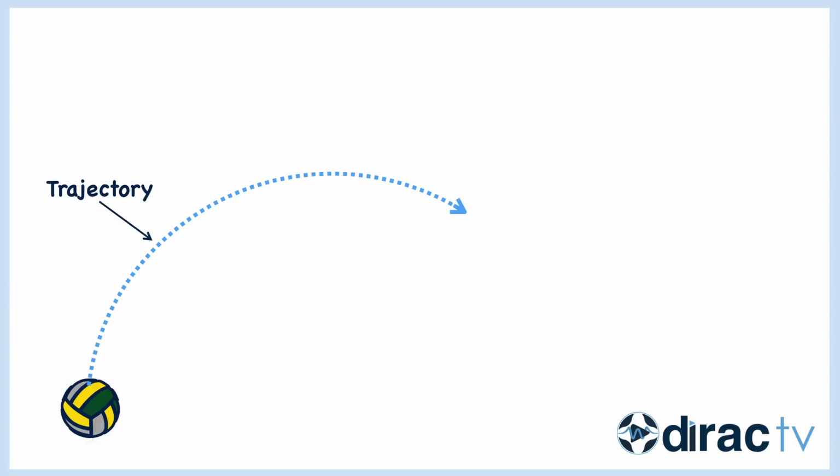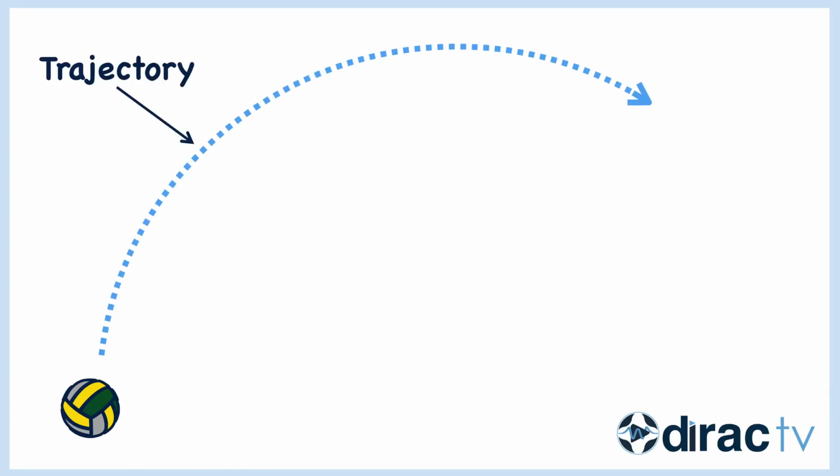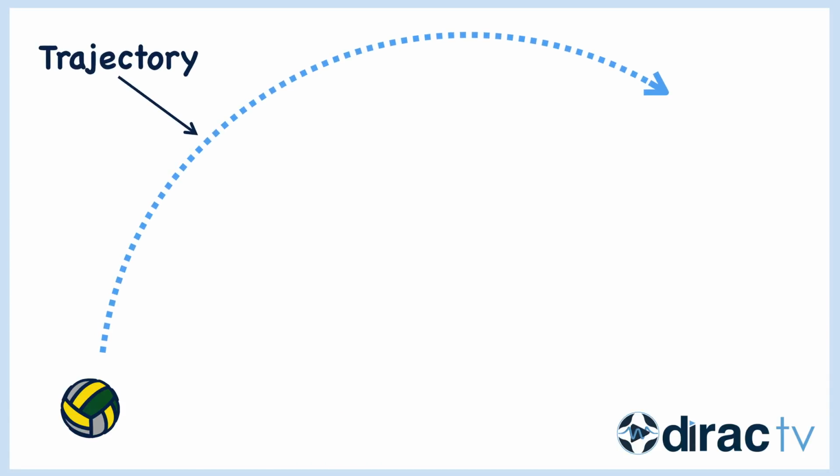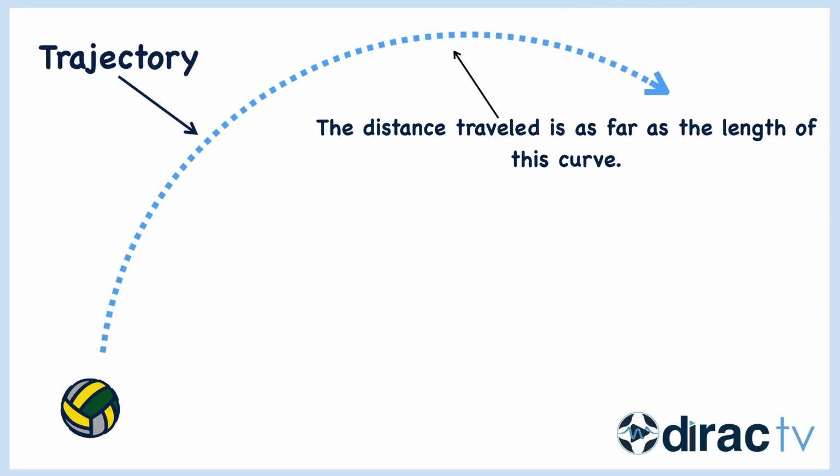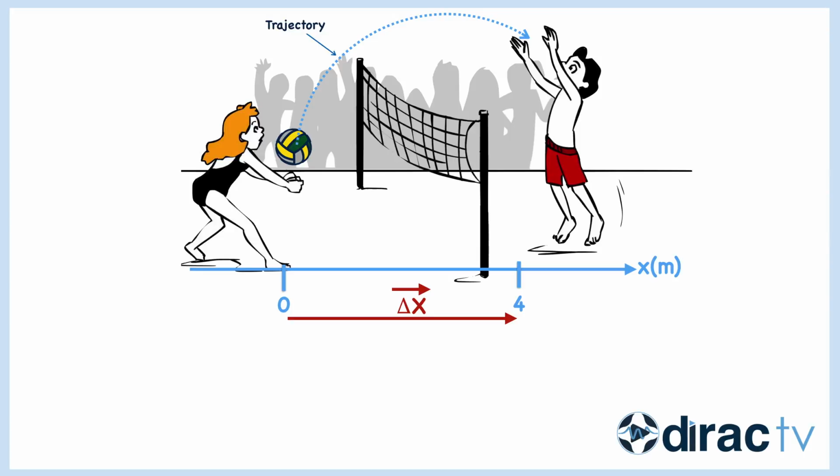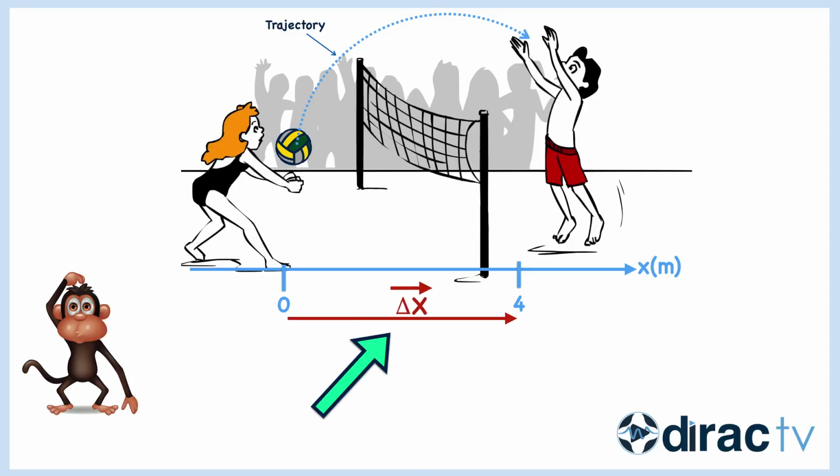So then you ask, is this picture any help at all? If the question is about displacement, no, it's not. But if the question is the distance traveled, that would be the length of this curve. Last question. Which of these is a vector? The distance traveled or the displacement? The displacement. Look, we've drawn it. The other is a scalar.